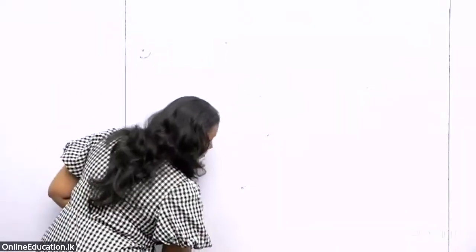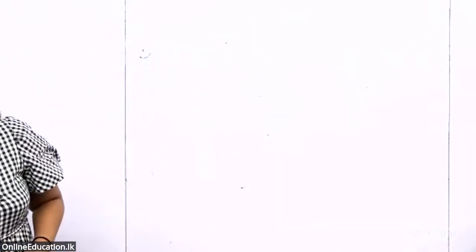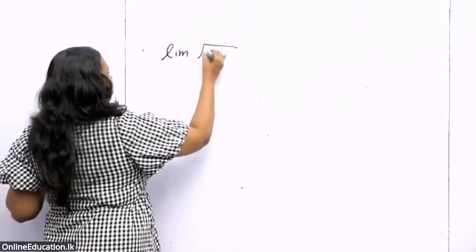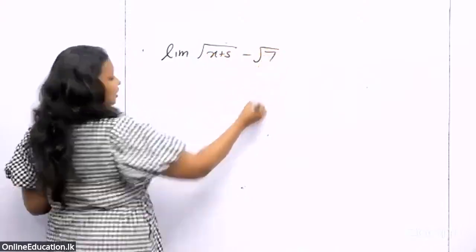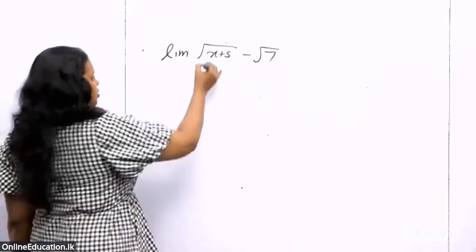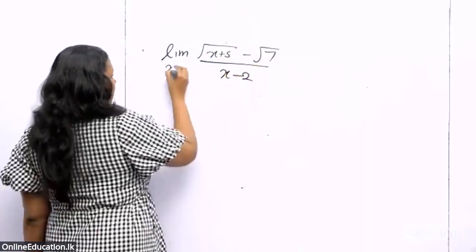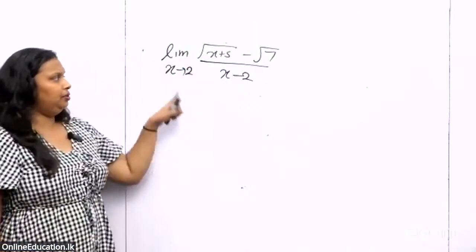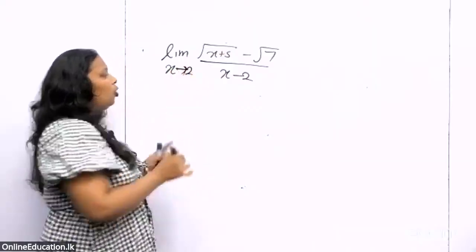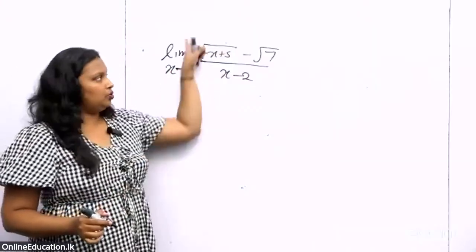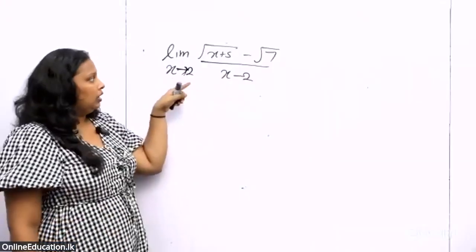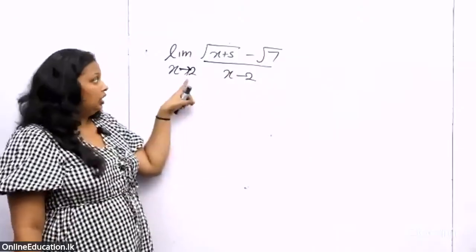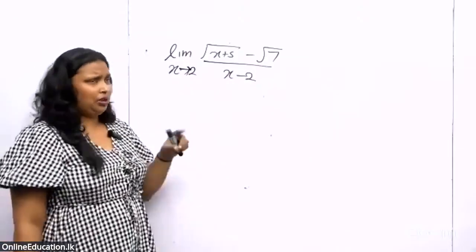We will do one example from the tut. Limits of square root of x plus 5 minus root 7 over x minus 2 when x tends to 2. Now assume you get this kind of question. You try to substitute directly. When x gets closer to 2, to which value does this answer approach? That's what we find. So you can first just substitute directly and see.